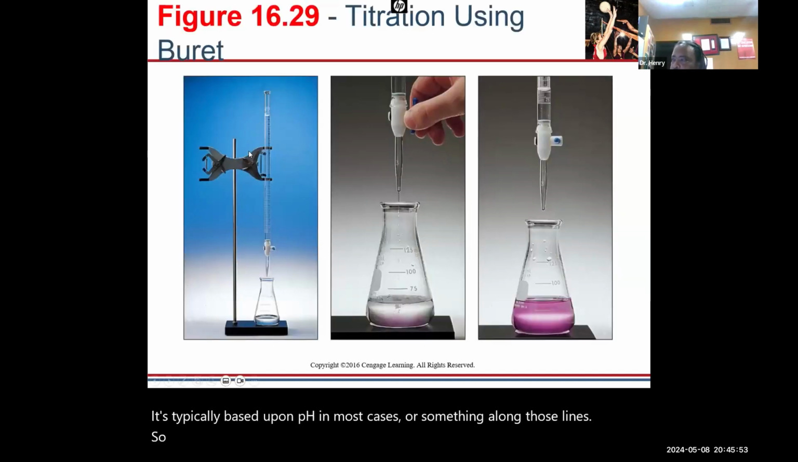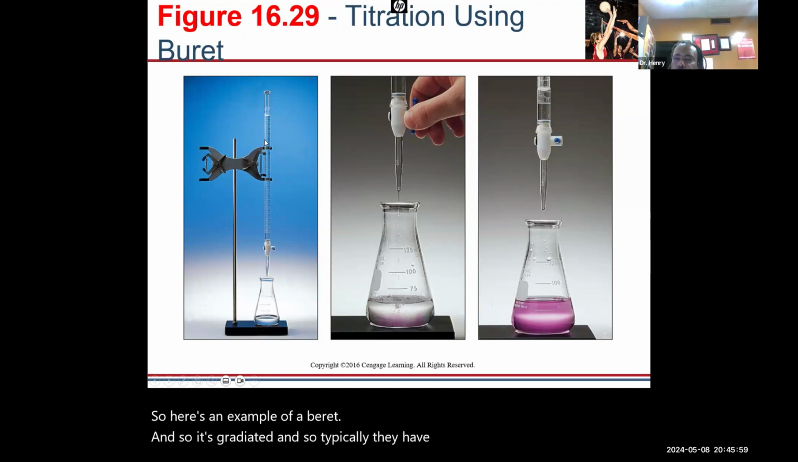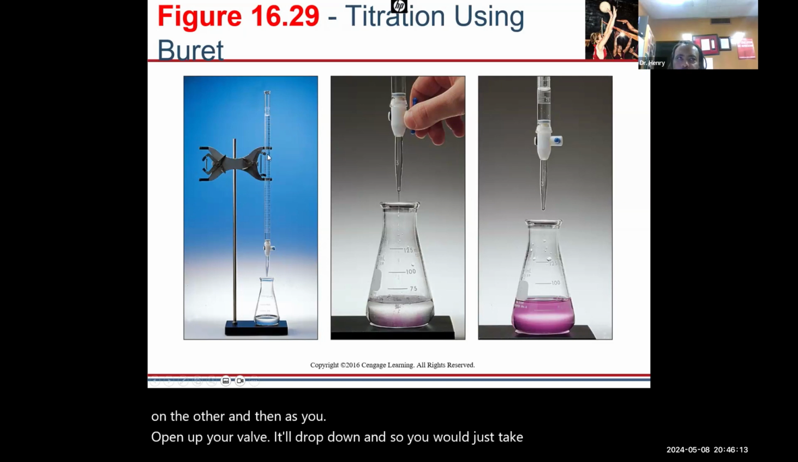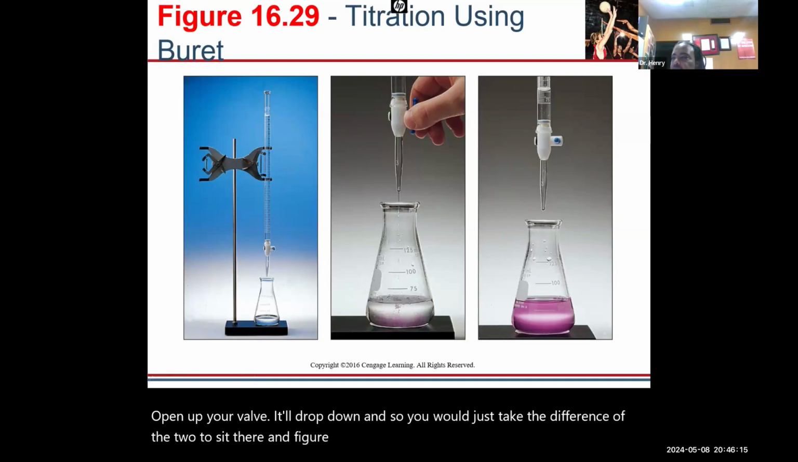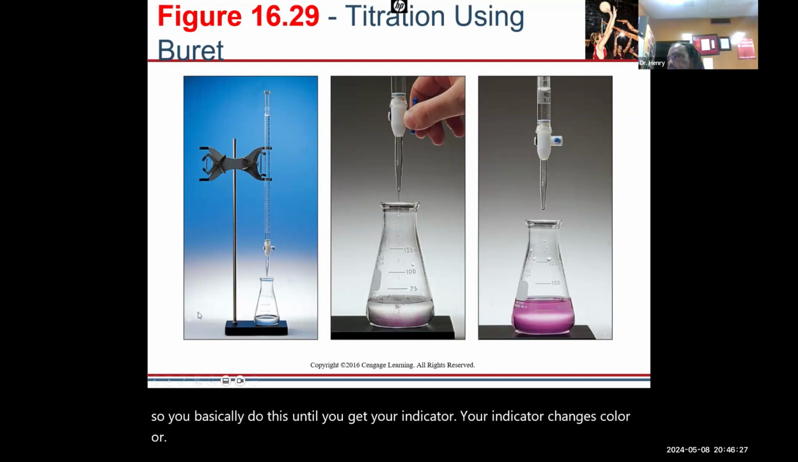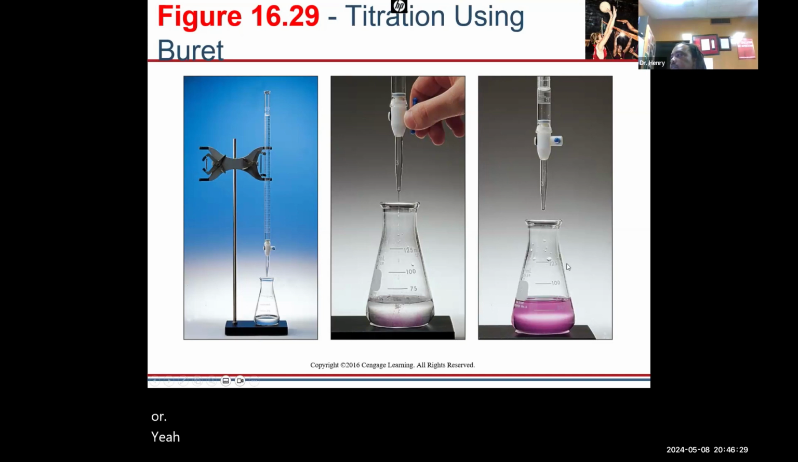So here's an example of a burette. It's graduated, and typically they come in various sizes, but the most common one is up to 50 mL. So at the top, it'll say either 0 on one side and 50 on the other. And then as you open up your valve, it'll drop down. You just take the difference of the two to figure out how much you've added to your solution. You basically do this until your indicator changes color, or some color appears, or something to that extent.